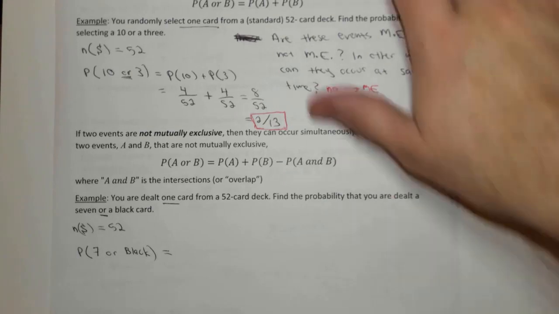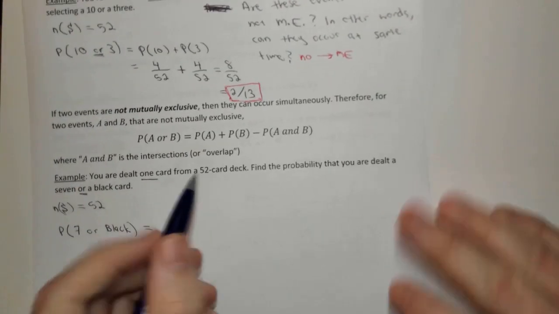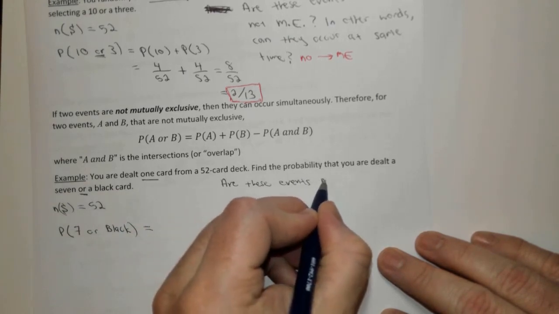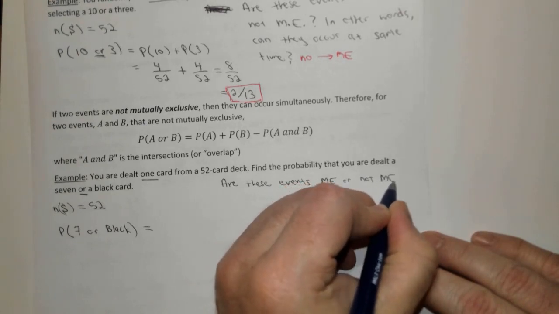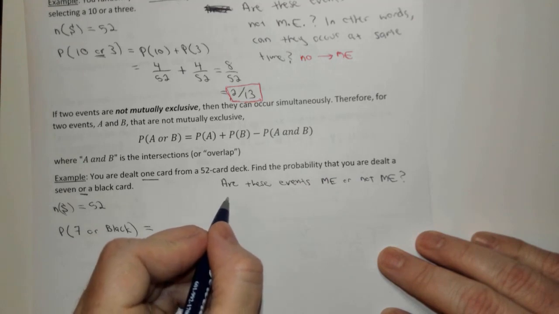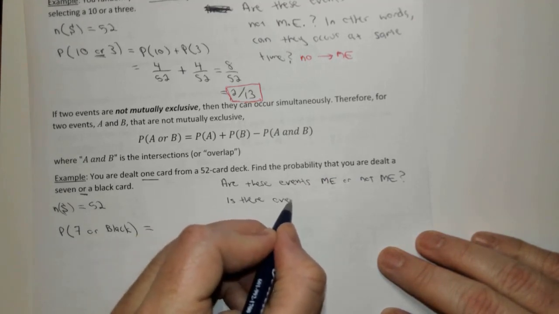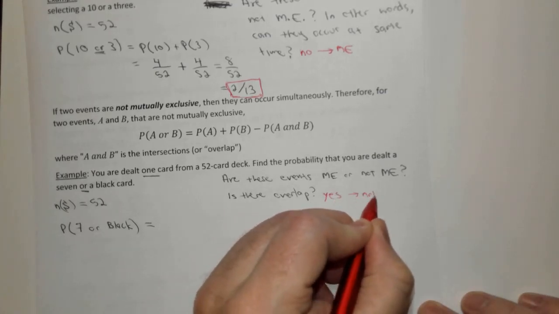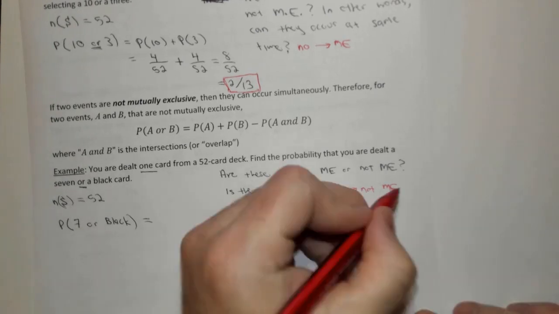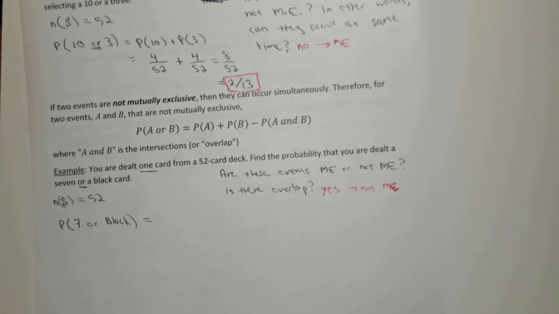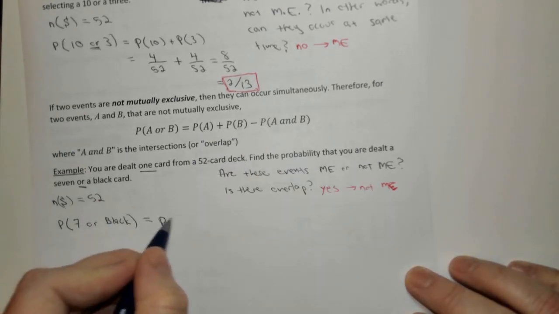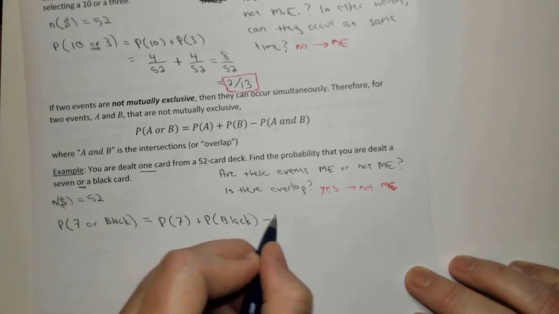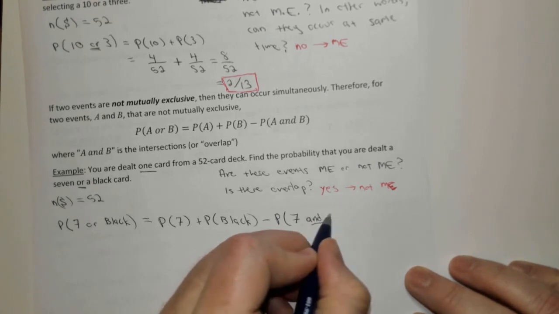Okay. In order to figure out what formula we're using, we need to ask ourselves, are these events mutually exclusive or not mutually exclusive? In other words, is there overlap? Or can they happen at the same time? In this case, yes. If they can happen at the same time, they are not mutually exclusive. It's a little confusing. I think the language is slightly confusing, but it is what it is. Since it's not mutually exclusive, our formula will be probability of 7 plus the probability of black minus the probability of a card being 7 and black.